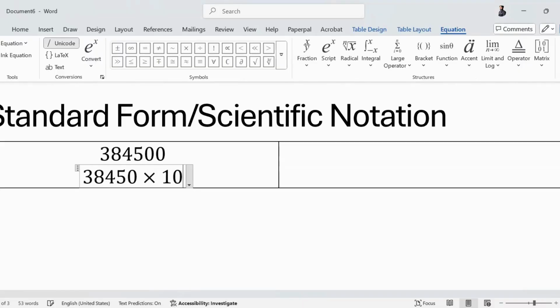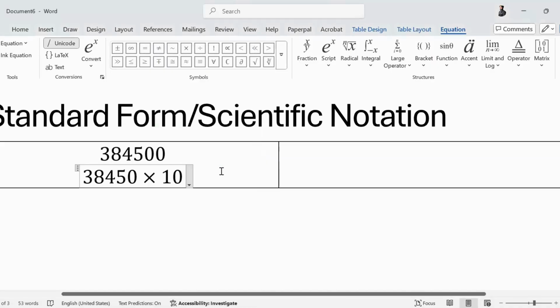38450. Is this right or is this wrong? So 384,500, I've written it as 38450 times 10. Is it still the same number or a different number? Still the same number, just written in a different form. Can we agree to this?